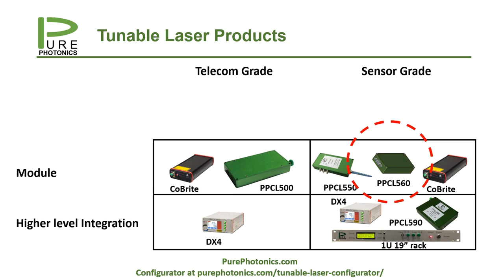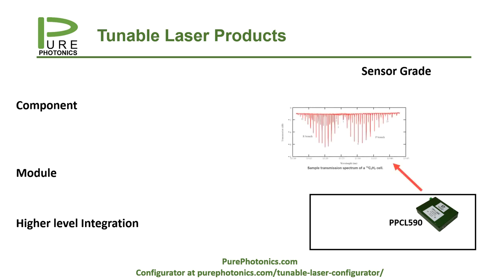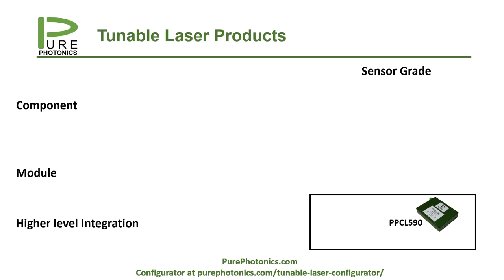We also provide a PPCL 560, which has the same functionality as the PPCL 550, but with a DB9 interface. That provides a serial interface that can be more convenient to access if the laser is integrated in a system or for production. A USB interface requires a PC, whereas this interface can be accessed by a microprocessor. Finally, we also provide a stabilized laser, where it's integrated with an acetylene gas cell for better stability. That's our PPCL 590.